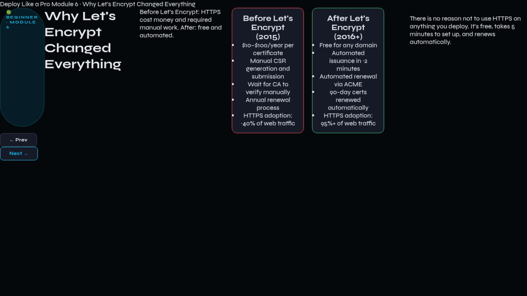The certificate issuance process was also manual. You had to generate a certificate signing request, send it to the CA, wait for verification, download the certificate, install it, and repeat annually. Many developers simply didn't bother with HTTPS for small projects.